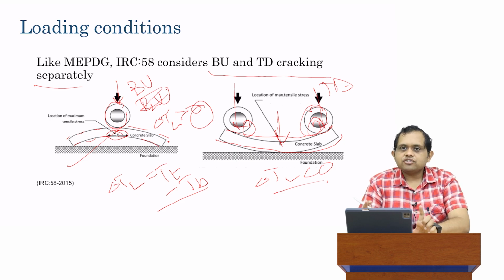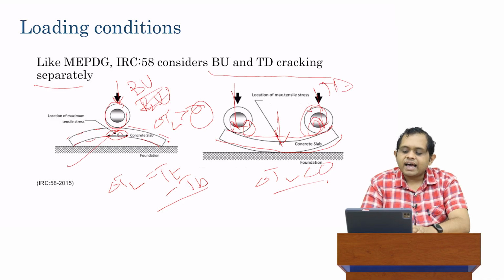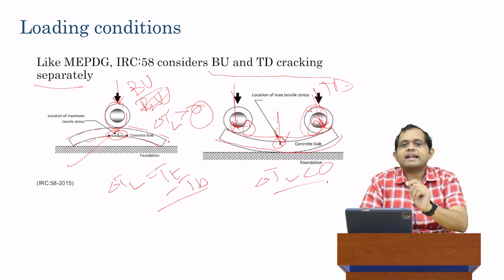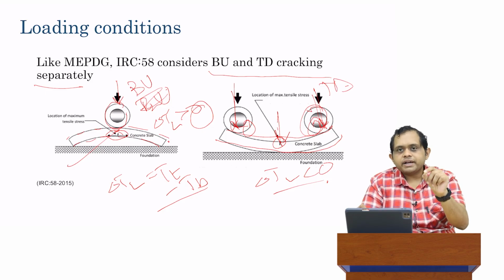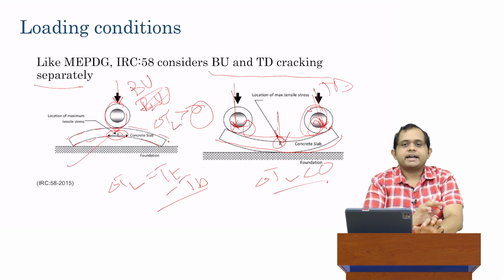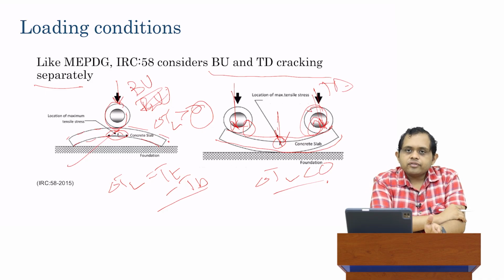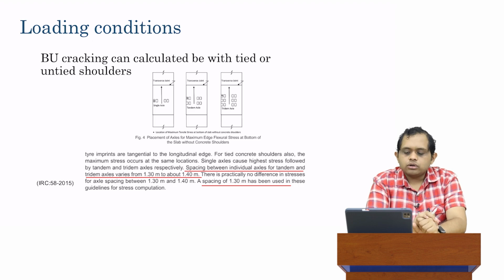So you get critical stresses for top-down cracking when you have the loads exactly placed at the ends of the slab. And in this case, the tensile stress is going to develop at the top of the slab. When the tensile stress develops at the top of the slab, that means cracking is going to initiate at the top of the slab. It initiates at the top and then starts propagating downwards, hence the name top-down cracking. So IRC 58 recognizes both bottom-up and top-down cracking, and it recommends for each of them certain critical loading conditions. What are those critical loading conditions?